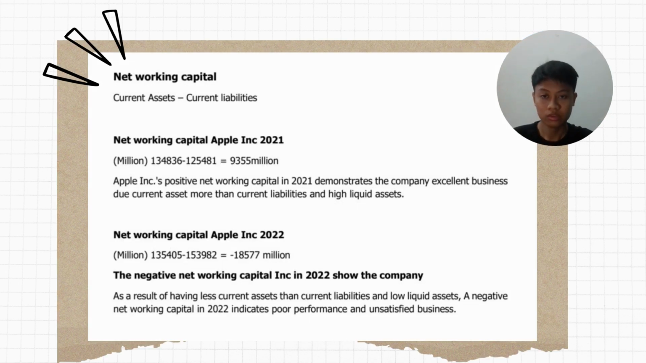Net working capital formula: current asset minus current liabilities. Net working capital of Apple Inc. in 2021: Apple Inc. has a positive net working capital in 2021, demonstrating the company's excellent business with current asset more than current liabilities and high liquid assets. Net working capital of Apple Inc. in 2022 has shown a negative net working capital as a result of having less current asset than current liabilities and low liquid asset. A negative net working capital in 2022 indicates a poor performance and unsatisfied business.